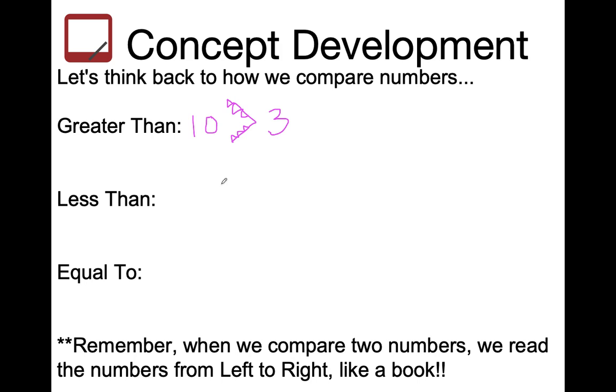So then we can think when we use less than, our symbol goes the opposite direction. We'll use those same two numbers, and we can now say that 3 is less than 10. Once again, the bigger number is getting eaten. Okay, and then equal to is an equal sign, and so we can say 5 is equal to 5. Refer back to these symbols whenever we are comparing fractions.